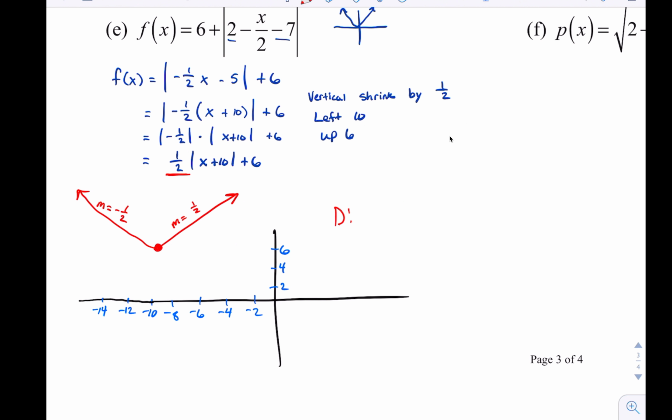Okay, so my domain is all real numbers, because it's an absolute value, and then the range goes from my vertex, which is 6, to infinity. All right. So make sure you guys keep practicing these, and keep checking your work on Desmos. Make sure you're getting the right graphs based off of what transformations you have. Any questions? Feel free to come see me.